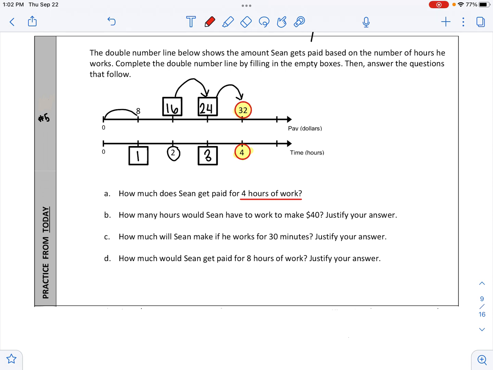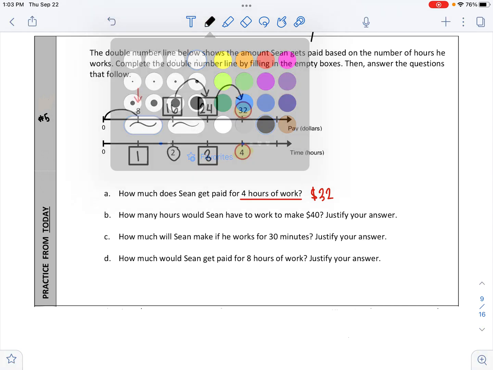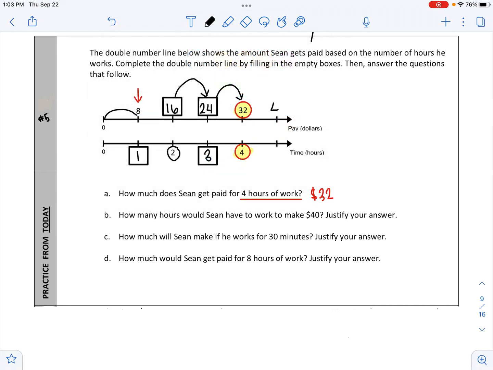Because every hour he makes $8, and he does that 4 times for a total of $32. Question B says, how many hours would Sean have to work to make $40? Justify your answer. When I look at the number line, I see that I stop at $32, but I can always continue counting by eights. After 32 comes 40, and so I'm already there where I need to be to answer question B.